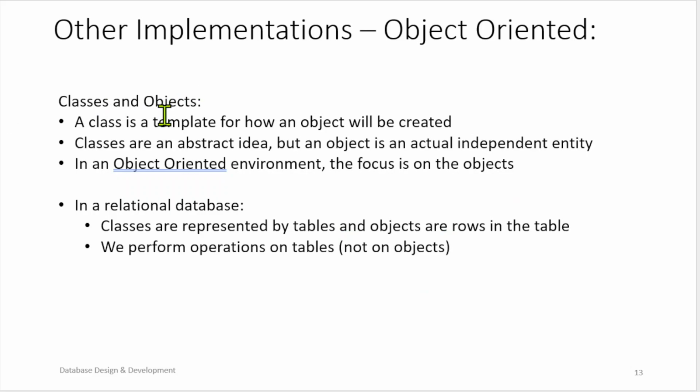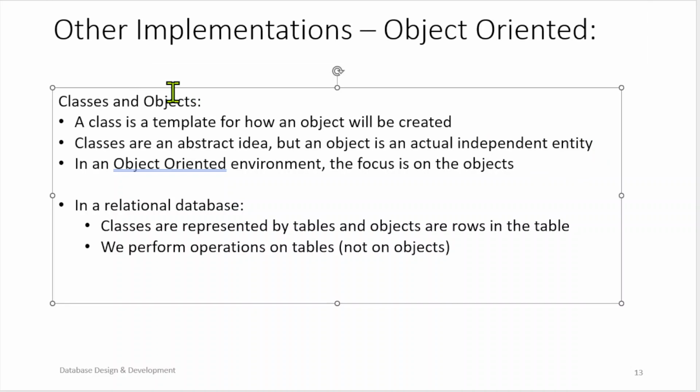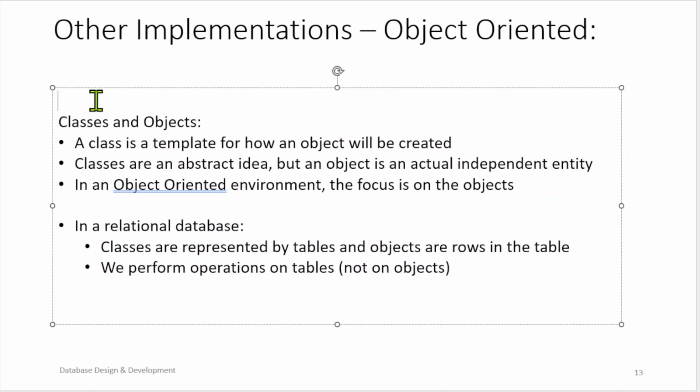Classes and objects. A class is a template for how an object will be created. Classes are an abstract idea, but an object is an actual independent entity. Now, when they're talking about objects, I want you to think of a record. In our relational database, we call this a record, so an object here, we're no longer talking about database objects. Now we're talking about objects in object-oriented programming. So now the objects are like a record. So just think that way. It might help.